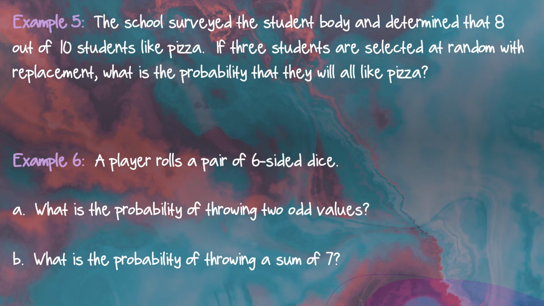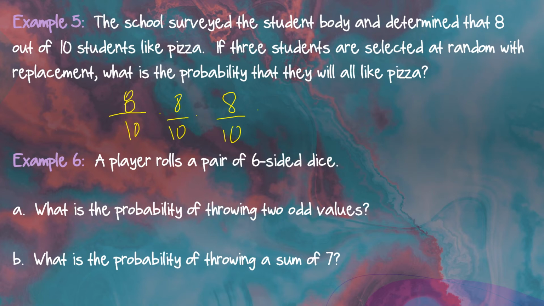All right, for this example, it says a school surveyed the student body and determined that 8 out of 10 students like pizza. If 3 students are selected at random, with replacement, what is the probability they like pizza? Okay, so the first student, the first draw, we've got 8 out of 10. That's our probability. We put it back so that doesn't impact the next one, so that's 8 out of 10. We put it back because it's replaced, 8 out of 10.